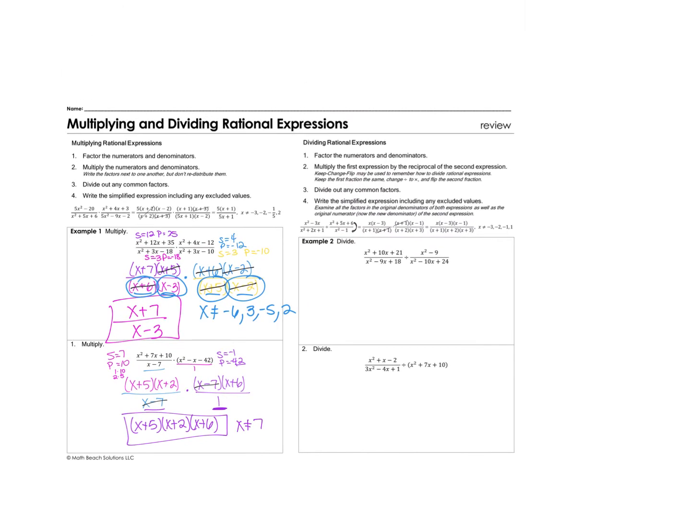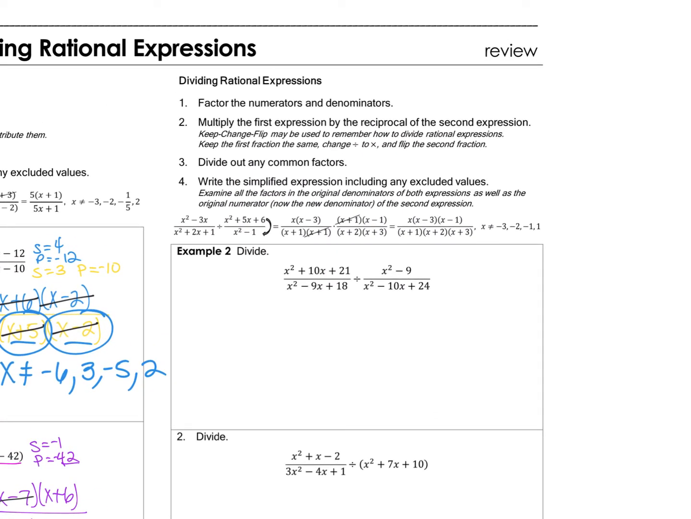Okay, now we're going to look at dividing. It's very similar. We're going to be factoring everything. The difference is anytime we are dividing with fractions, we have to keep, change, flip. So factor everything, make sure you keep the first one the same, change your division to multiplication, and flip the second. Then you can see if you can simplify.